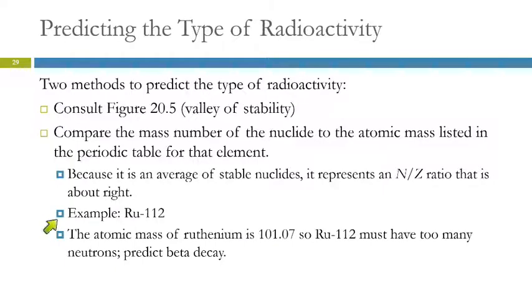So for an example, we can look at ruthenium-112. If we find ruthenium on the periodic table, we see that the atomic mass of ruthenium is 101. This isotope or nuclide has a mass number of 112. So that means it must have too many neutrons. So then we can predict that this will undergo beta decay to convert neutrons into protons.